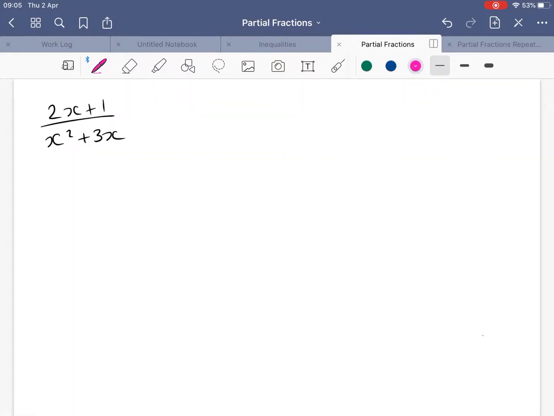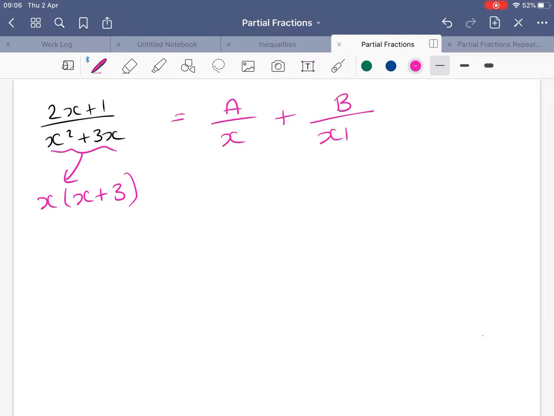And something like this one, where it's got 2x plus 1 over x squared plus 3x, again, you've got to think about what this denominator is going to become. And the denominator could be factorised into x multiplied by x plus 3. So in this case, you'd have a over x plus b over x plus 3. Okay? And actually, I will do this one now.